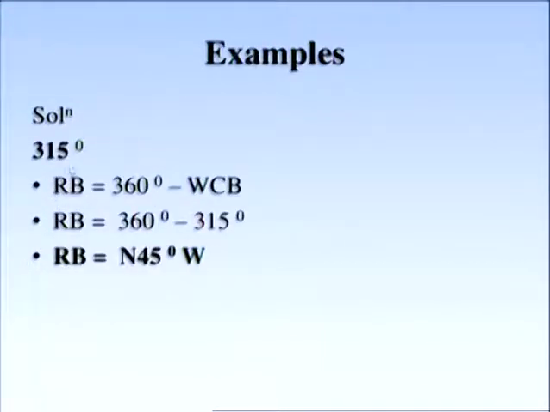Now 315. This is in the fourth quadrant. So whenever the whole circle bearing is in the fourth quadrant, we have to subtract from 360. To find the reduced bearing, 360 minus whole circle bearing, we put 360 minus 315. So you get 45 degrees. Here, in the fourth quadrant, the first letter is north, because the north pole is very near to our line. So we put north 45 toward the west. This indicates north 45 degrees west.